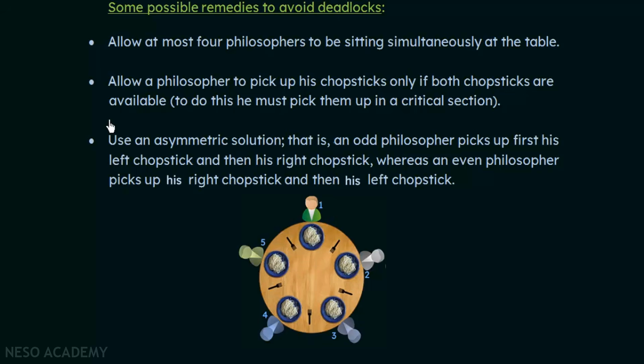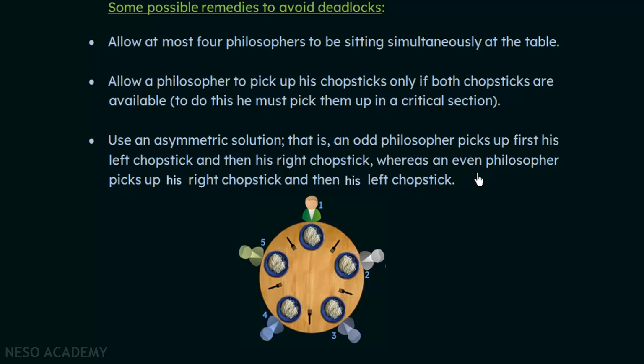And then the final solution that we have is to use an asymmetric solution. That is, an odd philosopher picks up first his left chopstick and then his right chopstick, whereas an even philosopher picks up his right chopstick and then his left chopstick. So this is an asymmetric solution that is proposed, in which the odd philosophers, since we have numbered the philosophers from 1 to 5, are the odd numbers here, 1, 3 and 5. These are the odd philosophers. And the odd philosophers should pick up first their left chopstick and then their right chopstick. So that order should be followed.